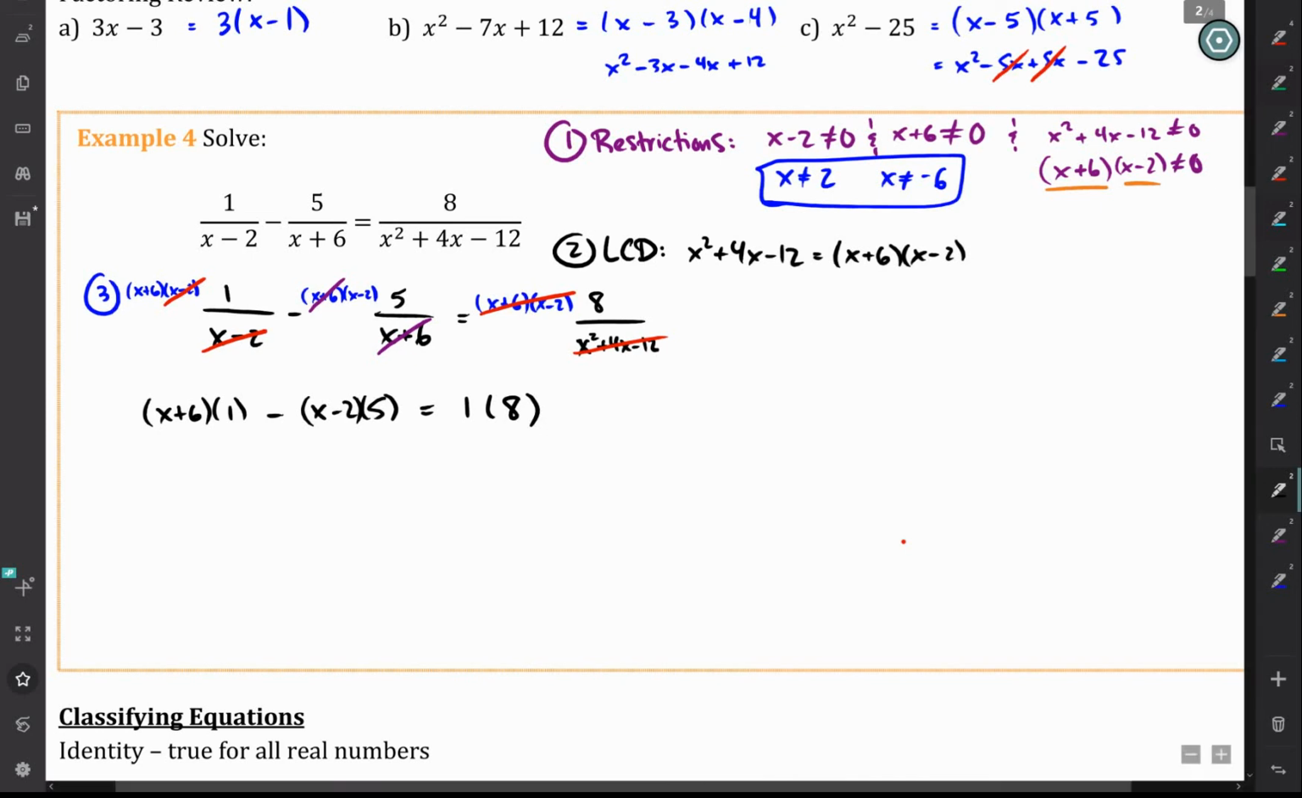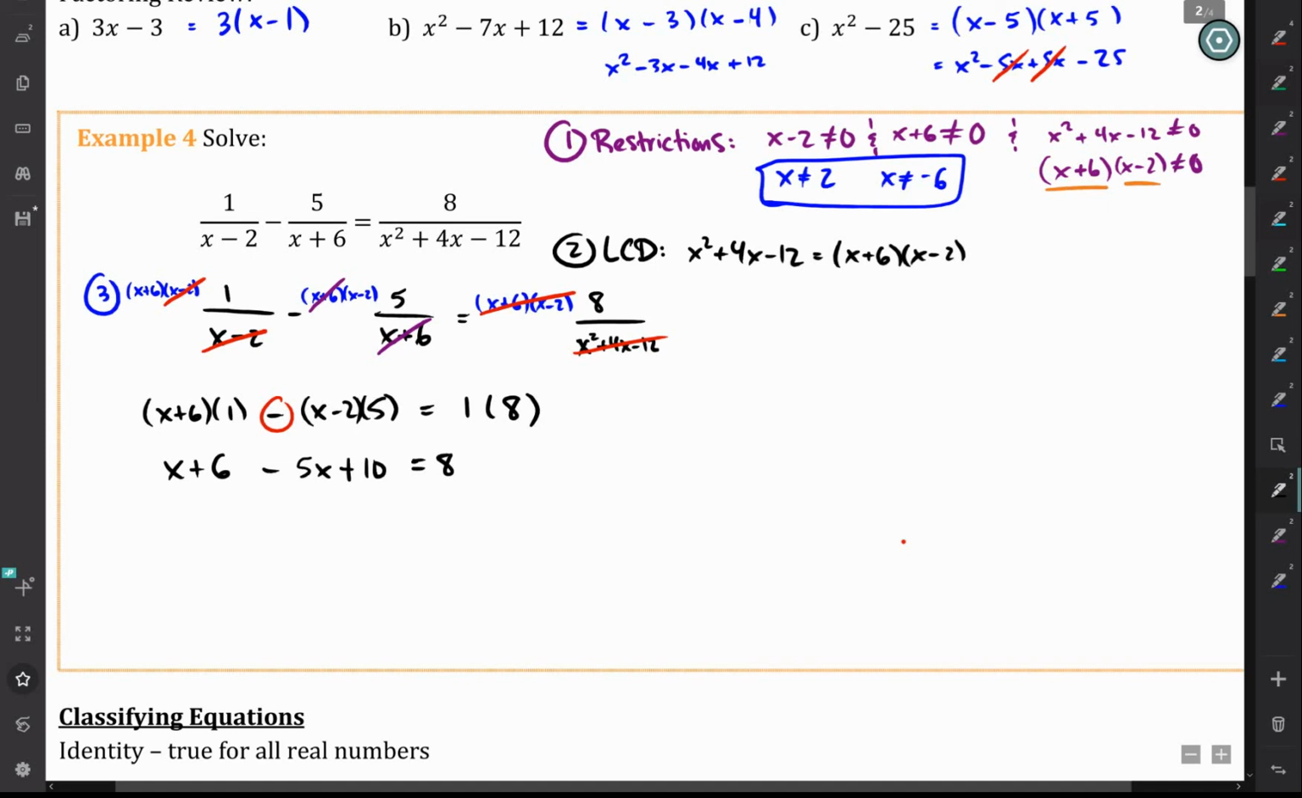Okay, so now I'm going to distribute everything in. So I get x plus 6 times 1 is x plus 6 minus 5x plus 10. What I did there was I took the negative sign here, distributed it into the x minus 2, so it becomes negative x plus 2, and I distributed the 5 in as well, so it's negative 5x plus 10. And then finally, that's all equal to 8.